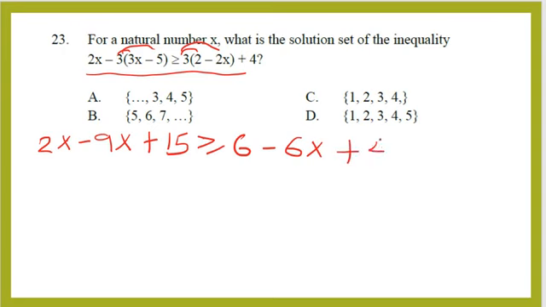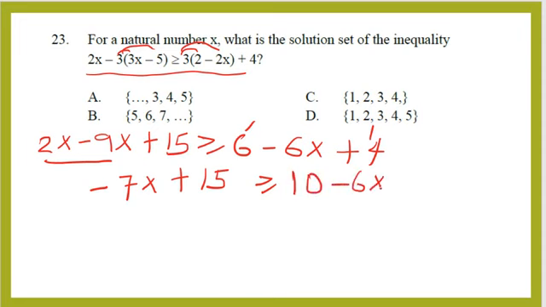Then plus 4. Therefore, these two are like terms. 2x minus 9x will be negative 7x, plus 15. It is greater or equal to; 6 and 4 are like terms. Both of them are constants. They can be added. 6 plus 4 will be 10 minus 6x. Then we can bring negative 6x to the left and 15 to the other side. When I bring it, negative 7x plus 6x greater or equal to 10 minus 15.